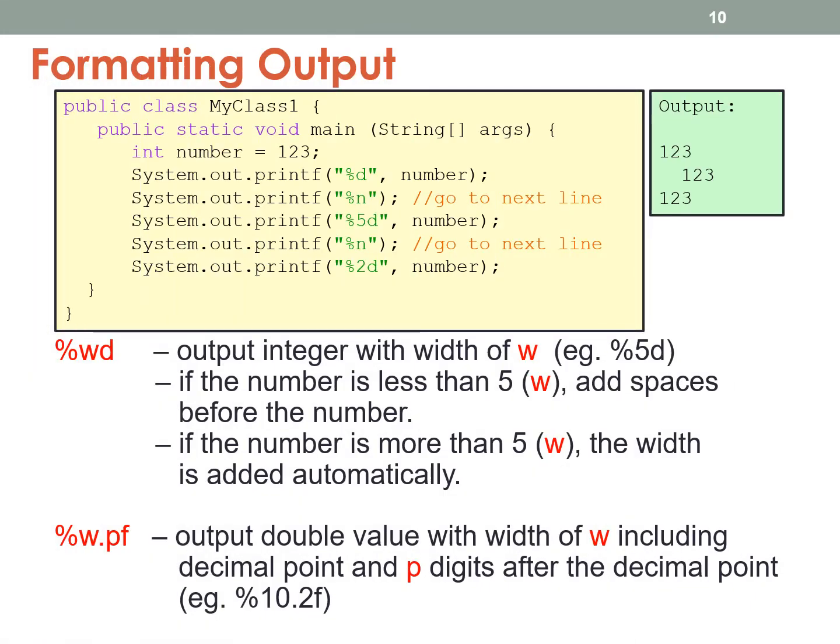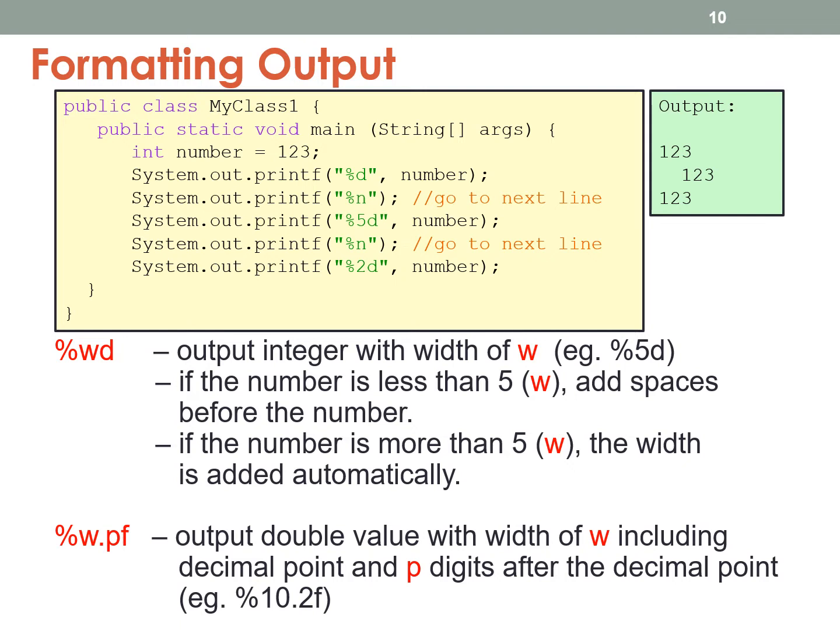Let's look at this code. We have int number equal to 123. To display the output, we can use System.out.printf("%d", number). It will display the value 123. On the next line, we have %n, which is to force it to go to the next line. If we do not have this, it will continue on the same line.